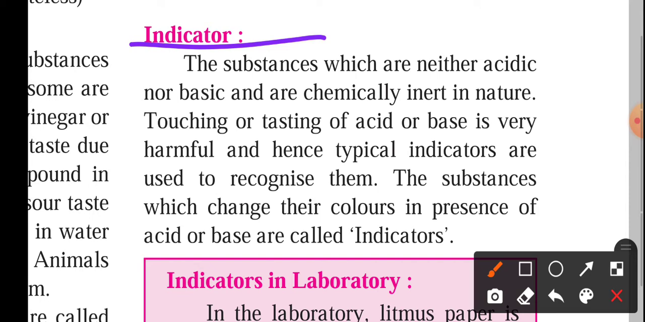Because we just talked about how strong acids or bases, if they come in contact with the human body, whether by skin or by inhaling their vapors, are very harmful. So we cannot test them directly, so we need indicators to identify which one is acid and which one is a base. The substances which change their colors in the presence of acid or base are called indicators.